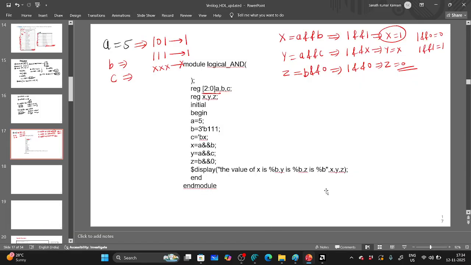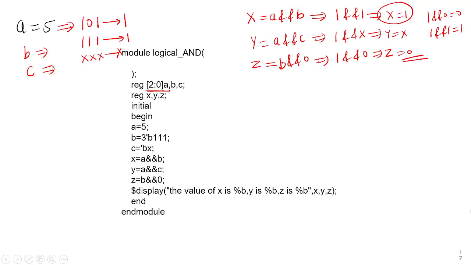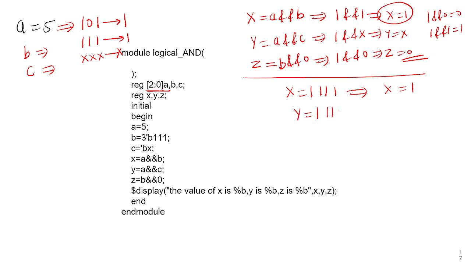Any doubts? Suppose it is logical OR. If it is logical OR, what you need to do is take the same program. So x equal to 1 logical OR of 1, so you are getting x equal to 1. Y equal to 1 logical OR of x. So 1 logical OR of 0 means 1 only.